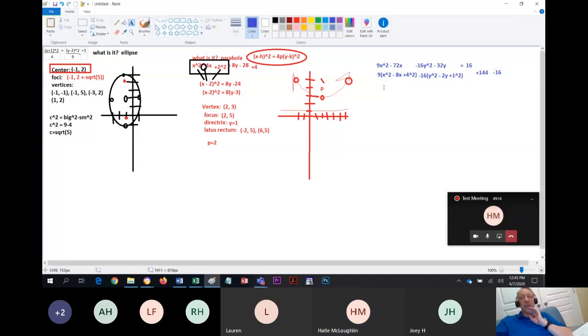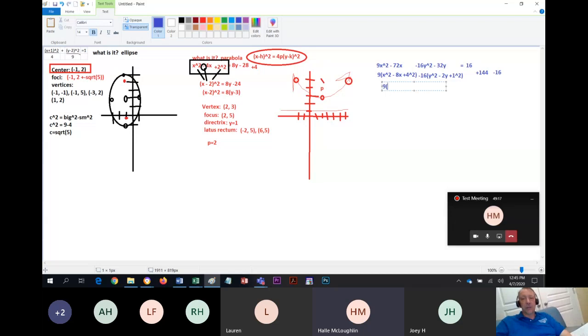So essentially what this becomes is 9 times x plus 4 quantity squared minus 16 times y minus 1 squared equals, in this case, the 16s are going to cancel, and I'm going to be left with 144. Does that make sense?